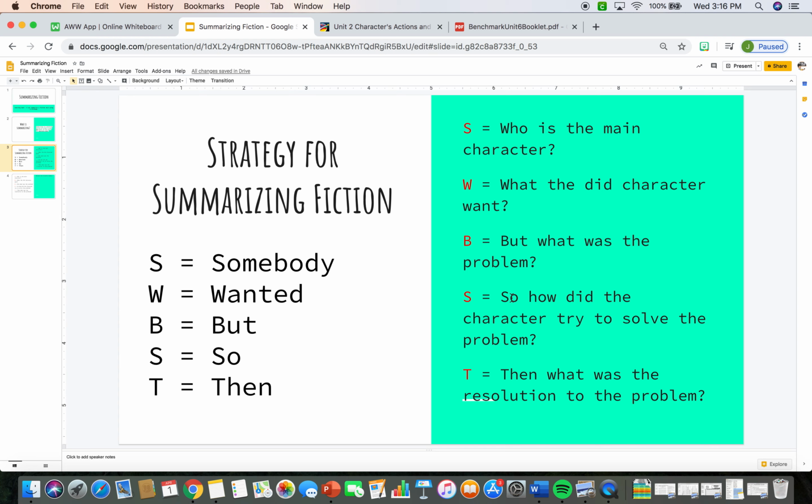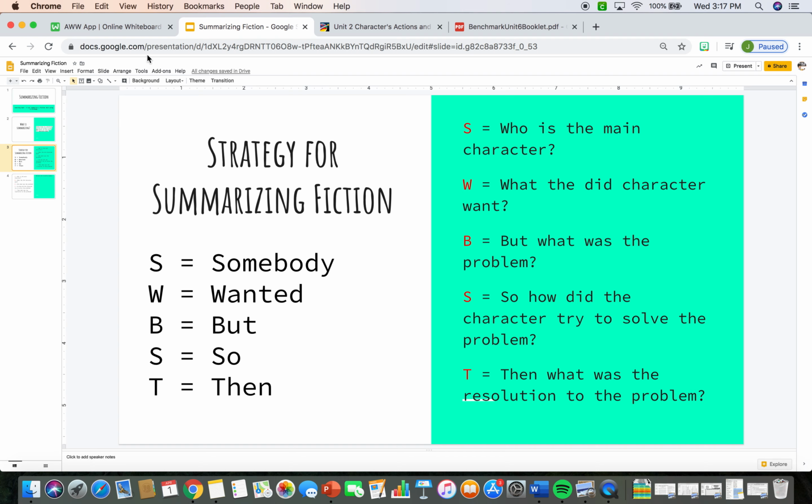S stands for so. How did the character try to solve the problem? What did the character do, or what did the other characters do in the story to help solve this problem that the character is having? And the last thing is T. T stands for then. Then what was the resolution to this problem? What was the outcome? What happened at the end? As long as you remember somebody wanted but so then, you'll be fine writing a summary.